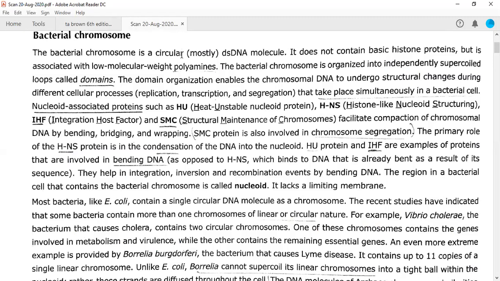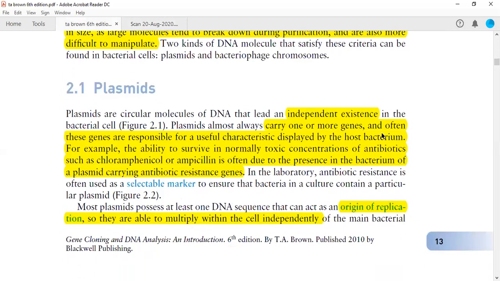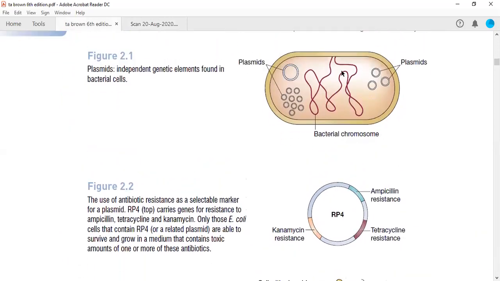The bacterial chromosome is generally a circular, mostly double-stranded DNA molecule. As you can see from here also, generally this is a circular chromosome. It is joined somewhere and it is double-stranded in nature.